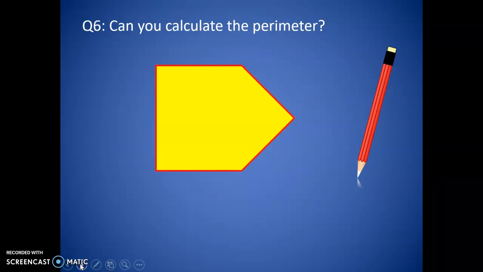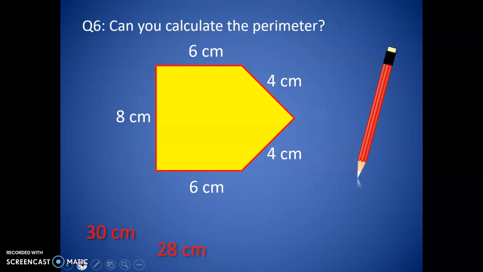Here's another. Let's look at the measurements. 6, 4, 8, another 4, and a 6. So what's the perimeter this time? Pause the video. Is it 30? Is it 28? Is it 18? Or is it 22?